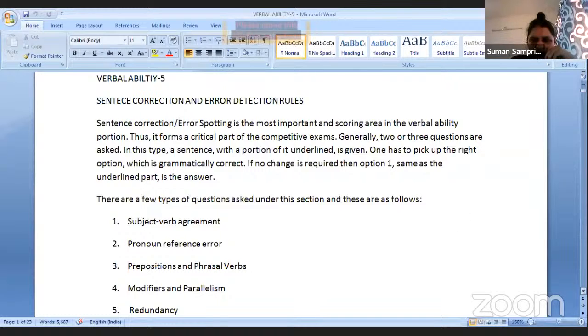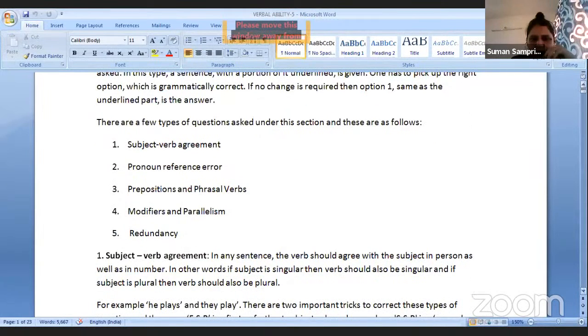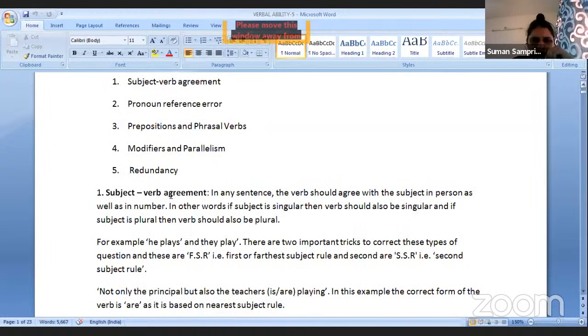Okay, so now just have a look on the screen. There are a few types of questions asked under this section. These are as follows. You will be getting subject verb agreement, and pronoun reference error. If you are confused what is pronoun and what is reference error, we will be talking about it. Then prepositions and phrasal verbs, modifiers and parallelism, and the last one is redundancy. Redundancy means unnecessary expression. Also, I will explain a bit on this with the help of this word file.